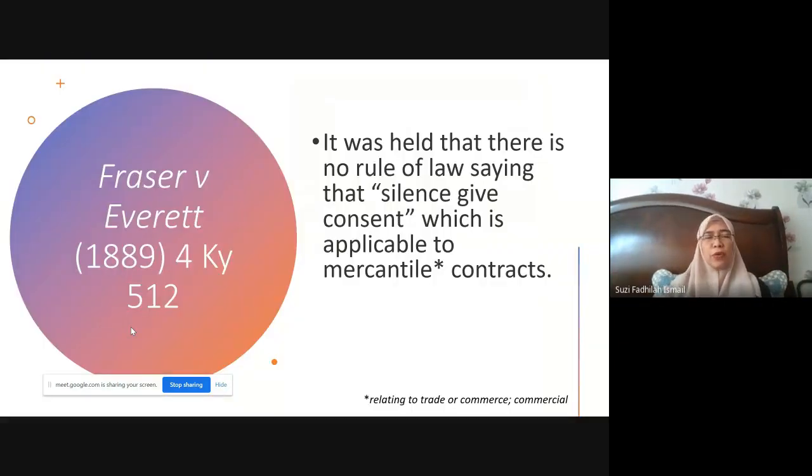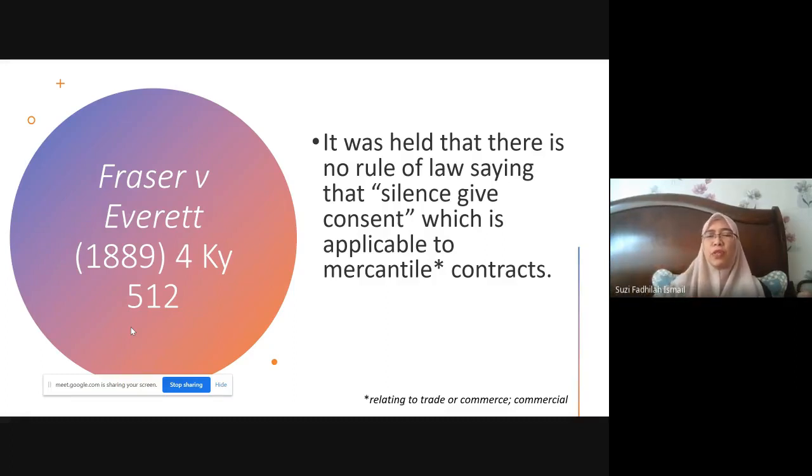We have the case of Felthouse v Bindley, also common law, 1889. In this case, the court held that in law, there's no legal ruling saying that silence means consent. If you don't say anything, that's omission. If you don't do anything, so I take it as acceptance on your part. No, the law won't recognize that. You cannot say silence means consent. Generally, yes, but legally speaking, no. It's hard to prove that.